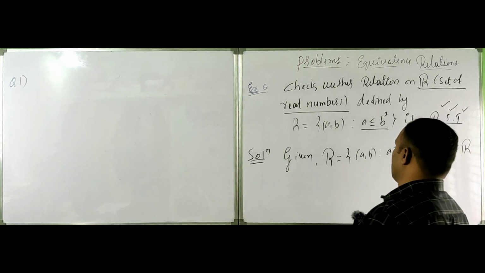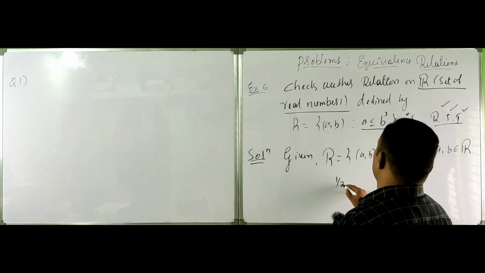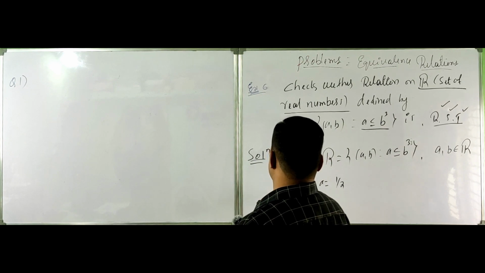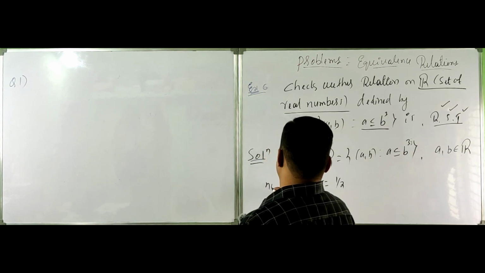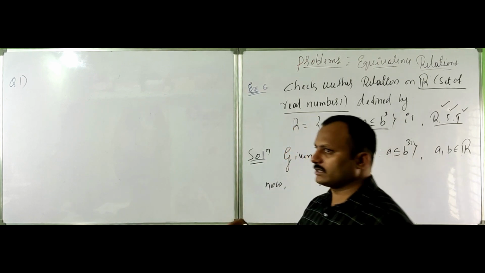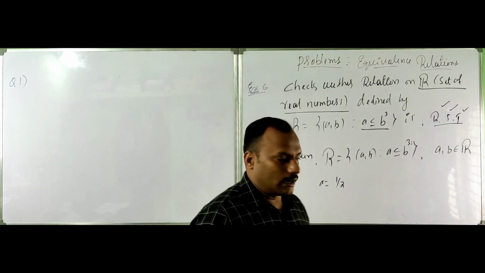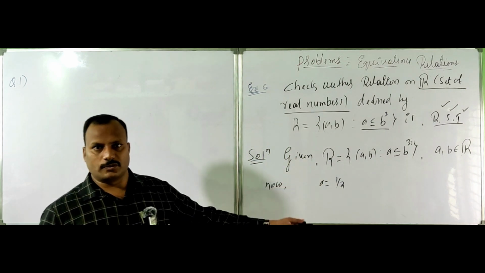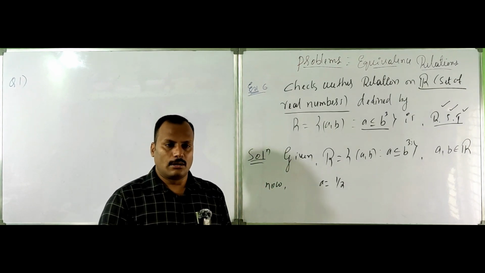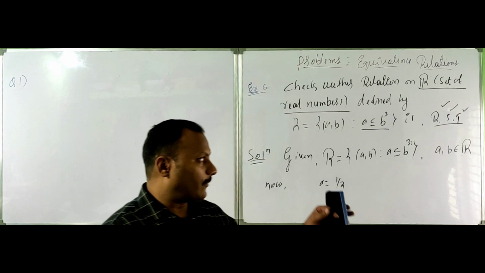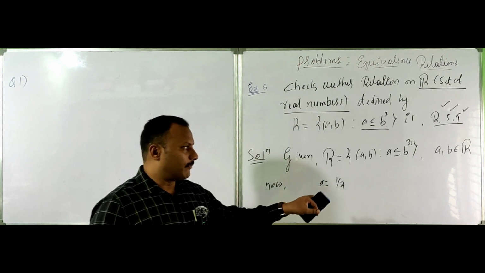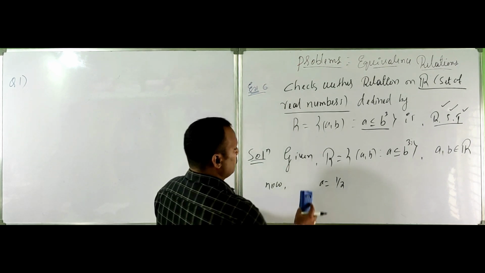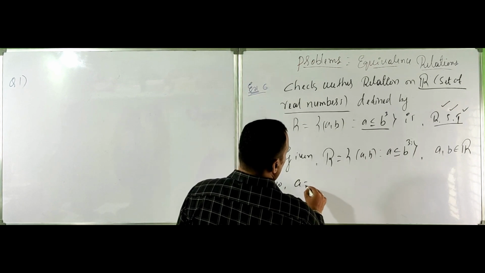I will take a as 1/2. So we'll start the solution now. In the book, they first define the characteristic: R is not reflexive, R is not symmetric, R is not transitive. But here it's not possible because they have a clear-cut idea of something else. Those who are in boards can write it after solving the question, but before solving the question it is not possible, and not the right way either. Let's just consider a equal to 1/2.